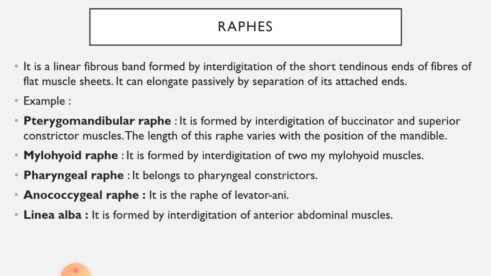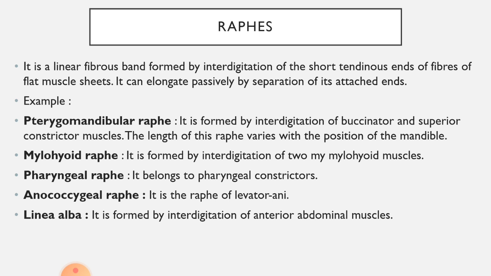Pharyngeal raft, it belongs to the pharyngeal constrictors. What does it mean? It means that the pharyngeal constrictor muscles, those muscles that cause the constriction of the pharynx, form the pharyngeal raft. So the pharyngeal raft basically gives attachment, origin or insertion to the various pharyngeal constrictor muscles.